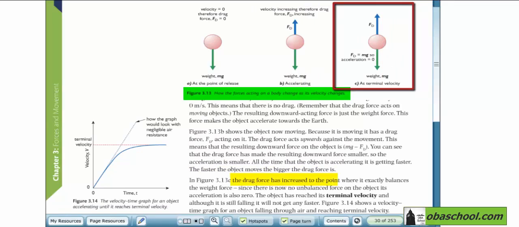Now, the third part is when the drag force has increased to the point where it exactly balances the weight force. So here Fd equals mg, and since there is now no unbalanced force on the object, its acceleration is also 0. We can say that the object here has reached its terminal velocity, and although it is still falling, it will not get any faster.